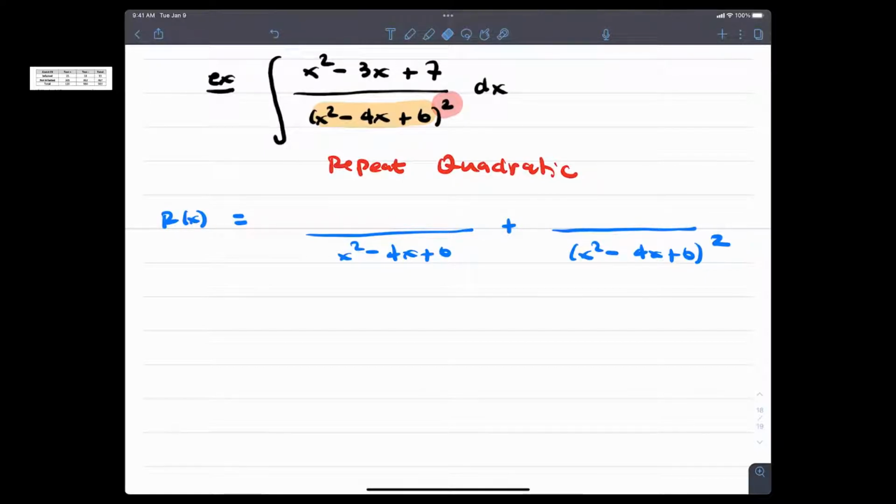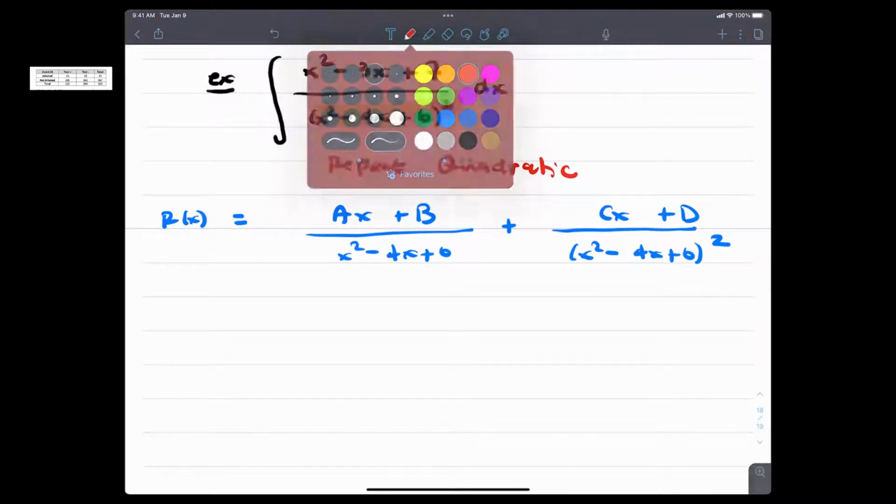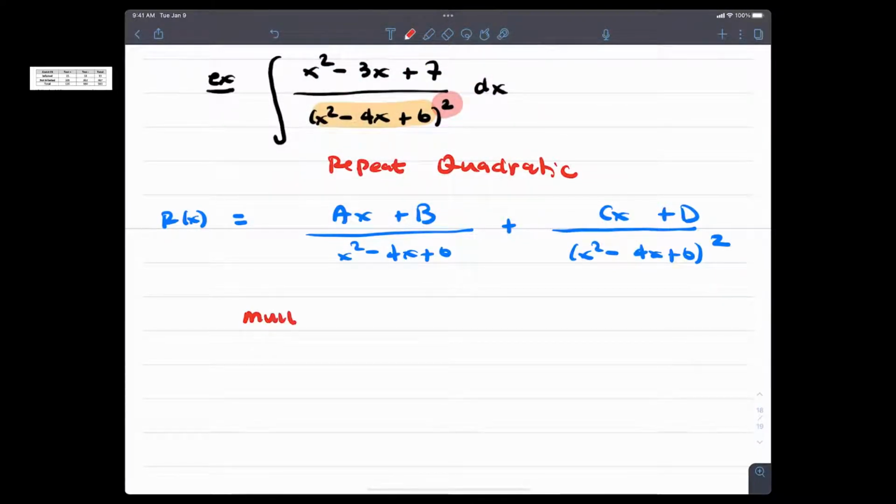So for that function, we're going to increase the power. Now, what do you use for constants? Ax plus b, and because these are quadratics, you're going to have a linear term, one degree less. Then you say, I'm going to multiply both sides by the LCM, or in this case, just x squared minus 4x plus 6, squared, really.